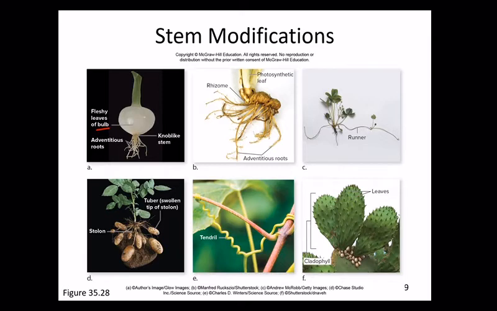Growing out of that bulb are adventitious roots. Again, these are roots that are growing directly out of the shoot. So these will be connected to the stems.